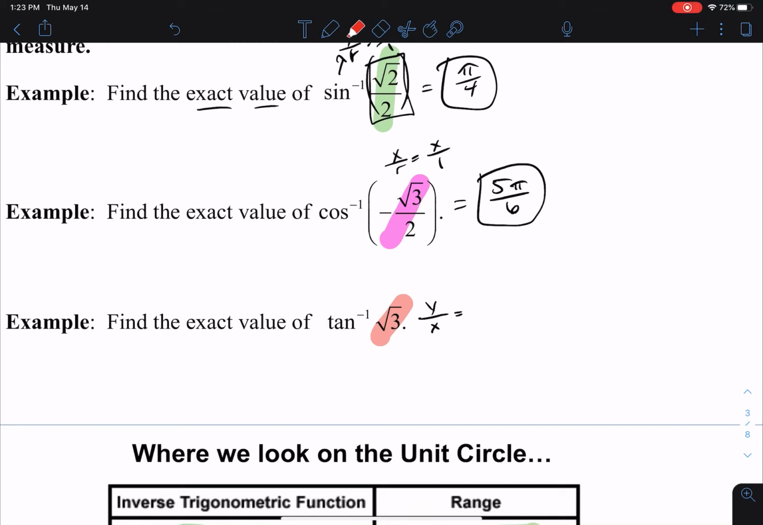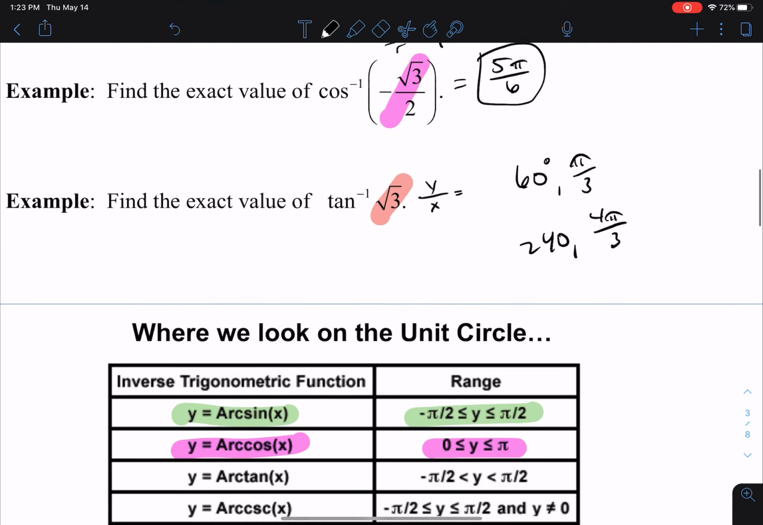So that I have at two places. I have it at 60 degrees, which is the same as pi over 3. And I also have positive square root of 3 at 240, which as radians, 240 is the same as 4 pi over 3. That's where I have tangent equal to square root of 3.